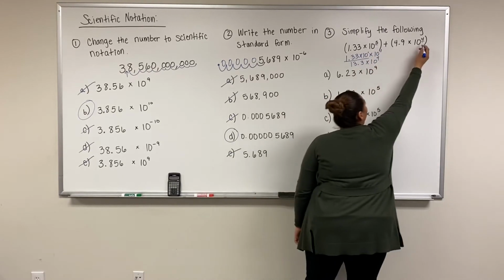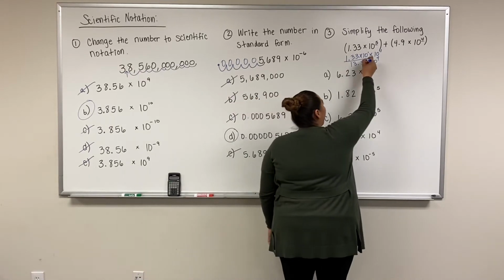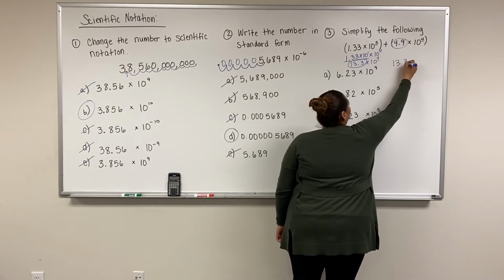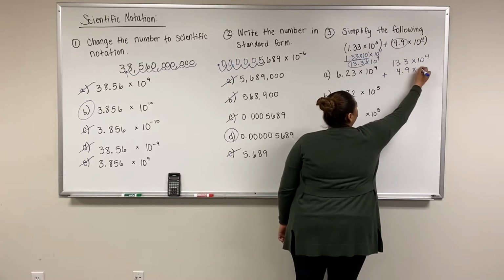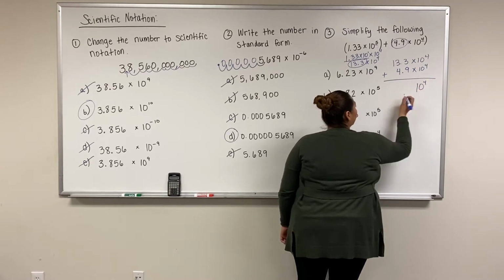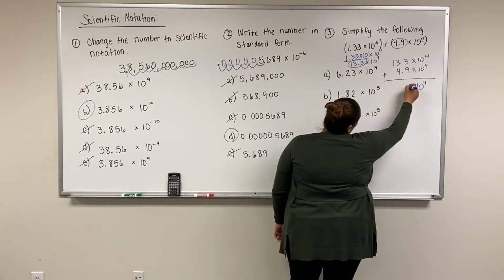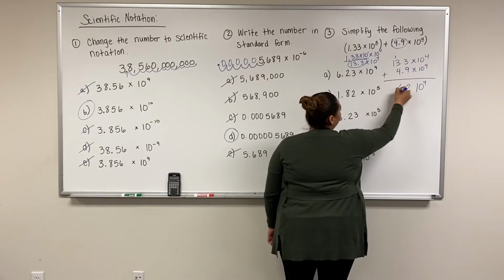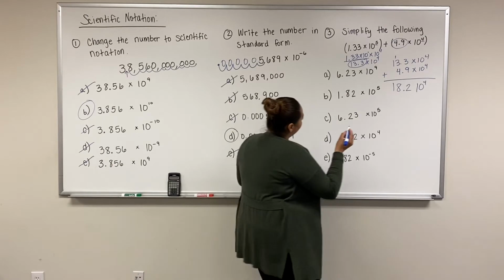Now we have the same exponent right here, so we can actually add the numbers. The ones that you're going to be adding are just these, not your exponents. So we're going to put 13.3 times 10 to the 4th plus 4.9 times 10 to the 4th. The 10 to the 4 is still going to stay the same. We're just going to add right here. 9 plus 3 gives us 12. Carry the 1. And then 4 plus 3, 7, plus 1 will be 8. And the 1 just comes down. I forgot to put the times right there.